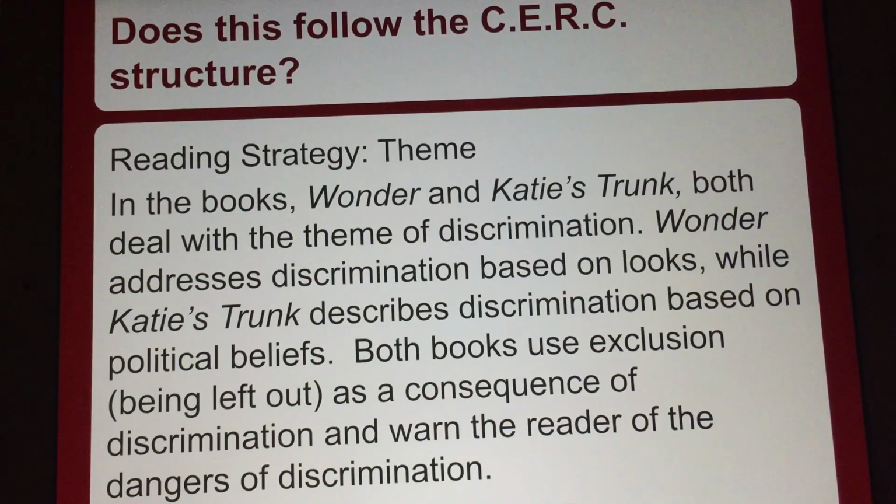In the books, Wonder and Katie's Trunk both deal with the theme of discrimination. Wonder addresses discrimination based on looks, while Katie's Trunk describes discrimination based on political beliefs. Both books use exclusion, being left out, as a consequence of discrimination and warn the reader of the dangers of discrimination. Does that follow claim, evidence, reasoning, connection?